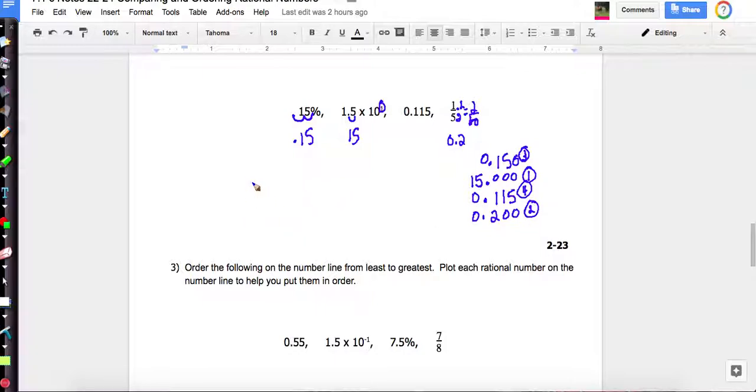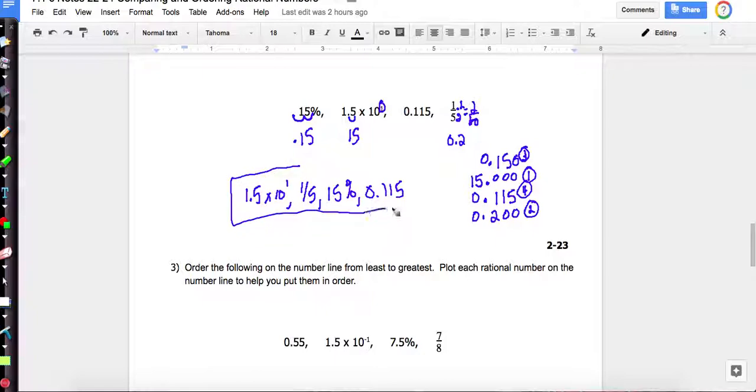Now I'm going to write the original for the correct order. So 15 whole was this one. So I'm going to write 1 5/10 times 10 to the first. Second was the 2/10, so it started out as 1/5. Third was 150 thousandths, which started out as 15%. And last would be the 115 thousandths. So box this in, and now I've ordered them from greatest to least.